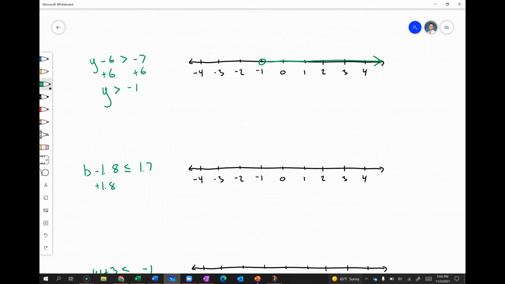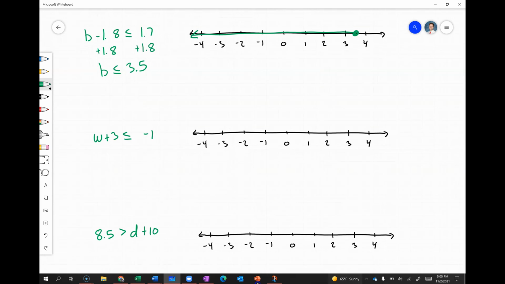So if we add 1.8 to both sides here, that would give us b is less than or equal to 3.5. So for this one, right, we want to use a closed circle because it's less than or equal to, so 3.5 would be included here. And we put a closed circle at 3.5 and an arrow to the left, because b can be anything less than or equal to 3.5.